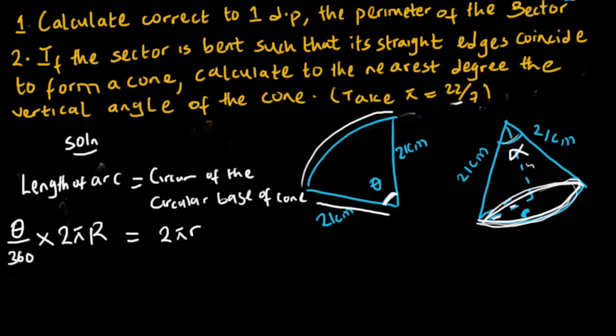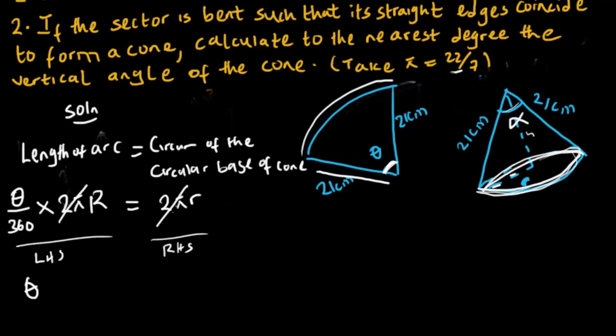Does this make sense? Now to make this easy for us, since we have 2 pi on the left hand side of the equation, and then we have 2 pi on the right hand side of the equation, we can decide to divide through by 2 pi. So it means 2 pi here can cancel 2 pi here. Does this make sense? Left with theta over 360 times R, capital R, equals small r.